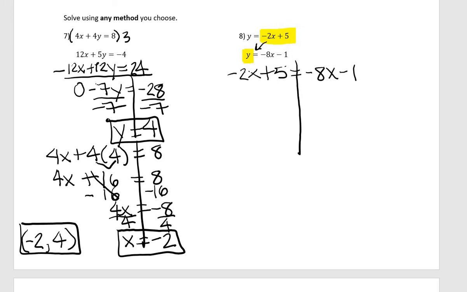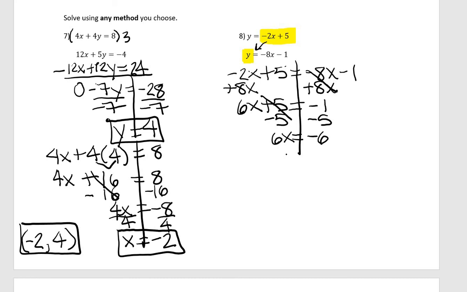And that was fairly quick to just substitute that right in. So now I want the x's to be on the same side of the equation. I'm going to add 8x to each side. I could have added 2x, but I knew that this would make a positive 6x. Bring down the 5. Bring down the negative 1. After I get x on the left-hand side, I want to get the term without x on the right-hand side. So I'm going to subtract this 5 right here to get rid of that, and I get 6x equals negative 6. Next, I'm going to divide both sides by 6, and I get x equals negative 1.